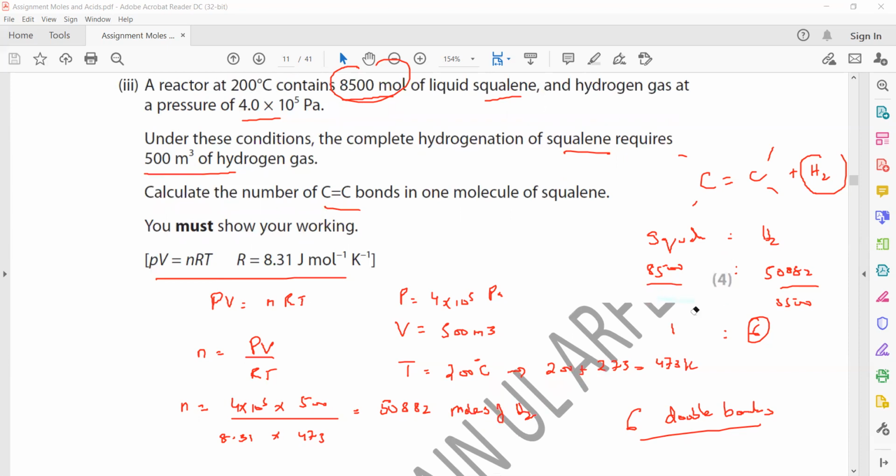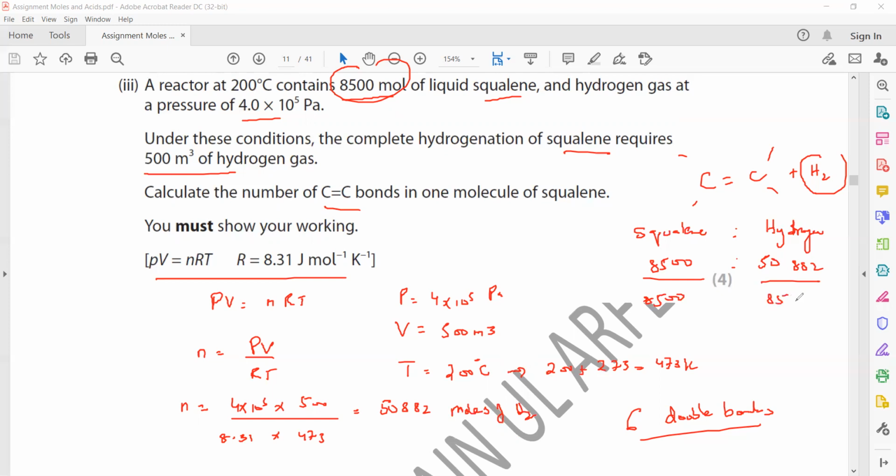So we are taking a ratio because we are finding how many moles of hydrogen reacted with 1 mole of squalene. We are taking a simplest ratio between squalene and hydrogen. The moles of squalene are 8,500 and the moles of hydrogen present are 50,882. So we divide by 8,500. This will be 1 and this is coming out 6. So it means that 1 mole of squalene reacted with 6 moles of hydrogen.